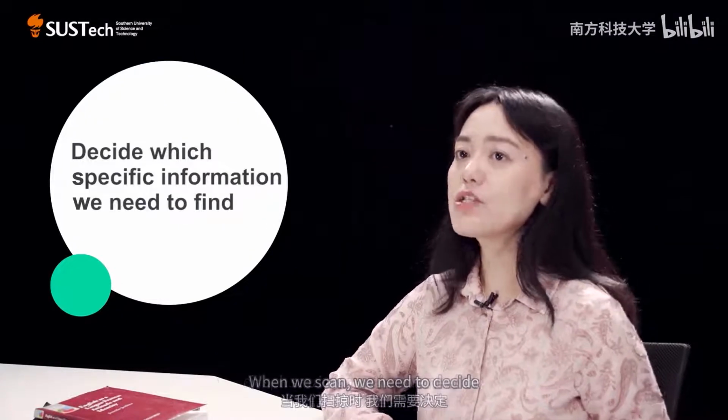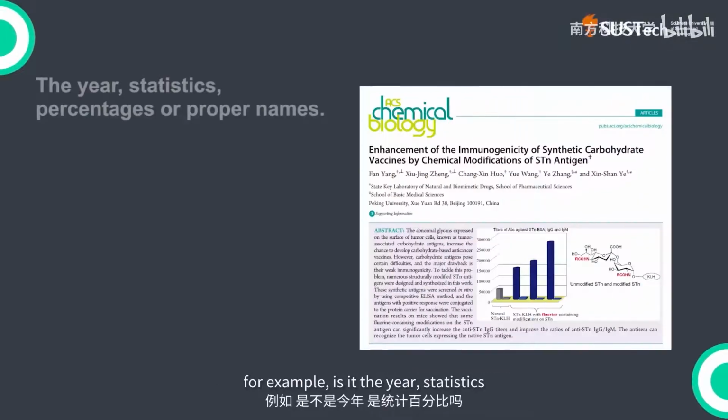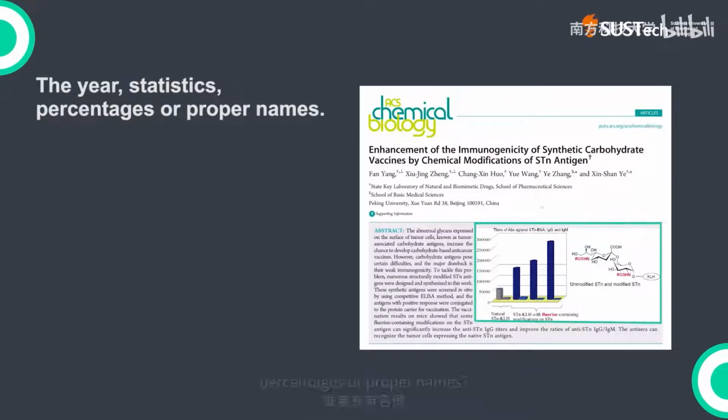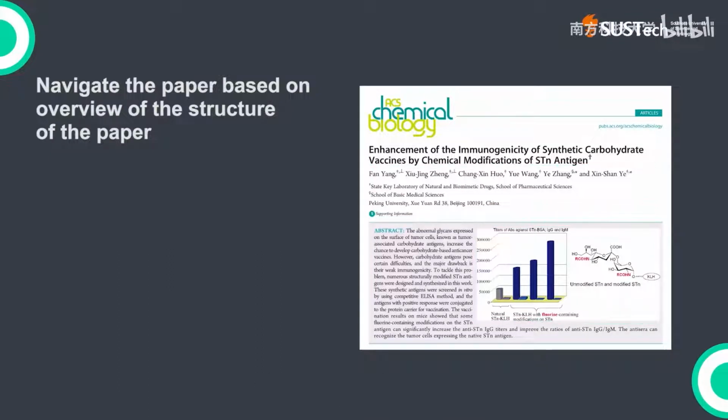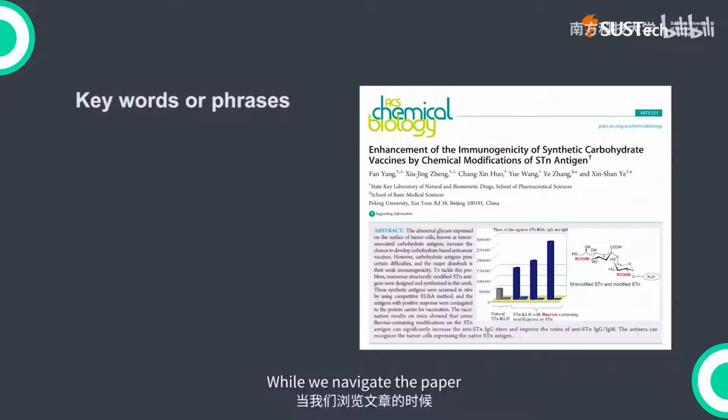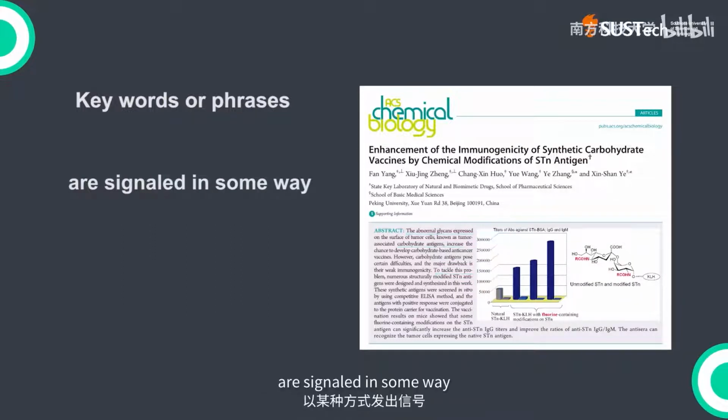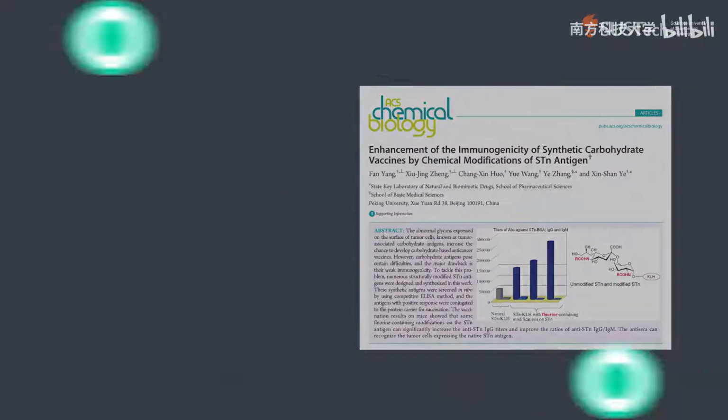How do we scan? When we scan, we need to decide which specific information we need to find. For example, is it the year, statistics, percentages, or proper names? Then, we can navigate the paper based on the overview of the structured paper, which we'll find out by skimming. While we navigate in the paper, we look for keywords or phrases. Sometimes, if we are lucky, the keywords we are looking for are signaled in some way. For example, in bold or between dashes.